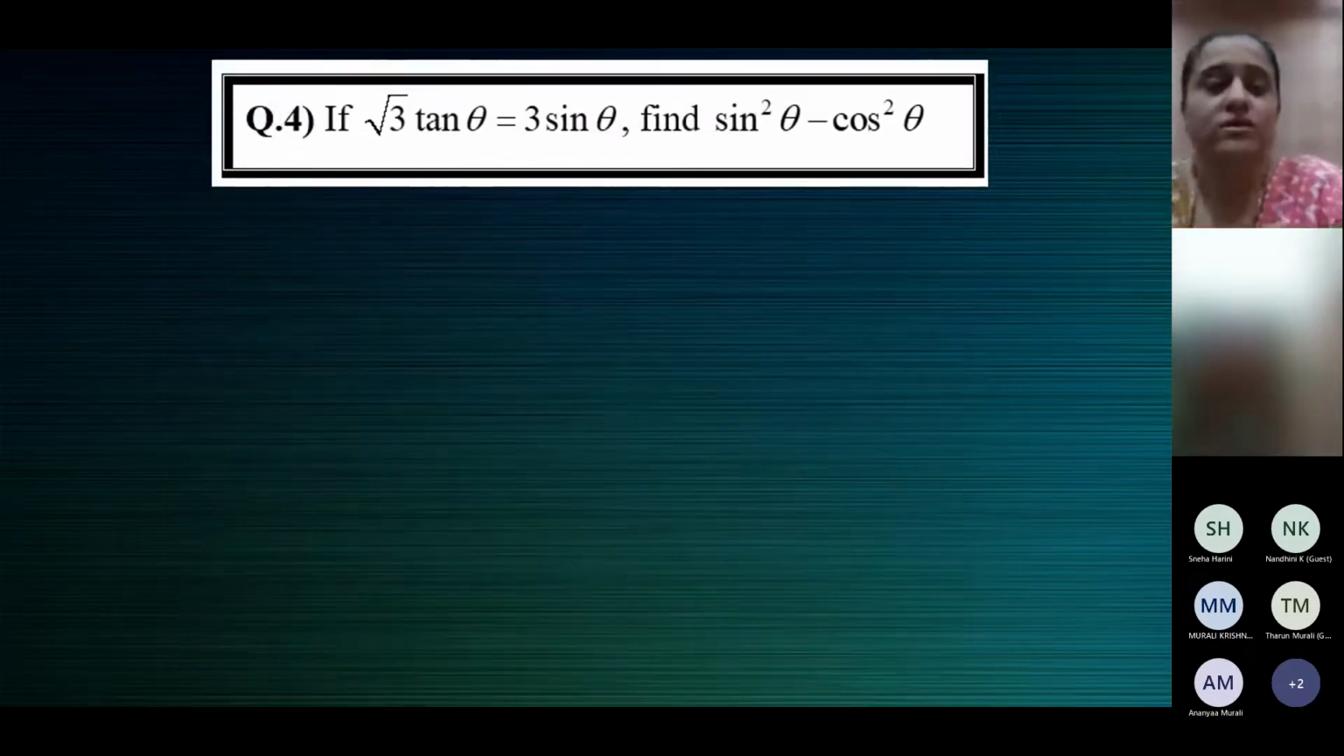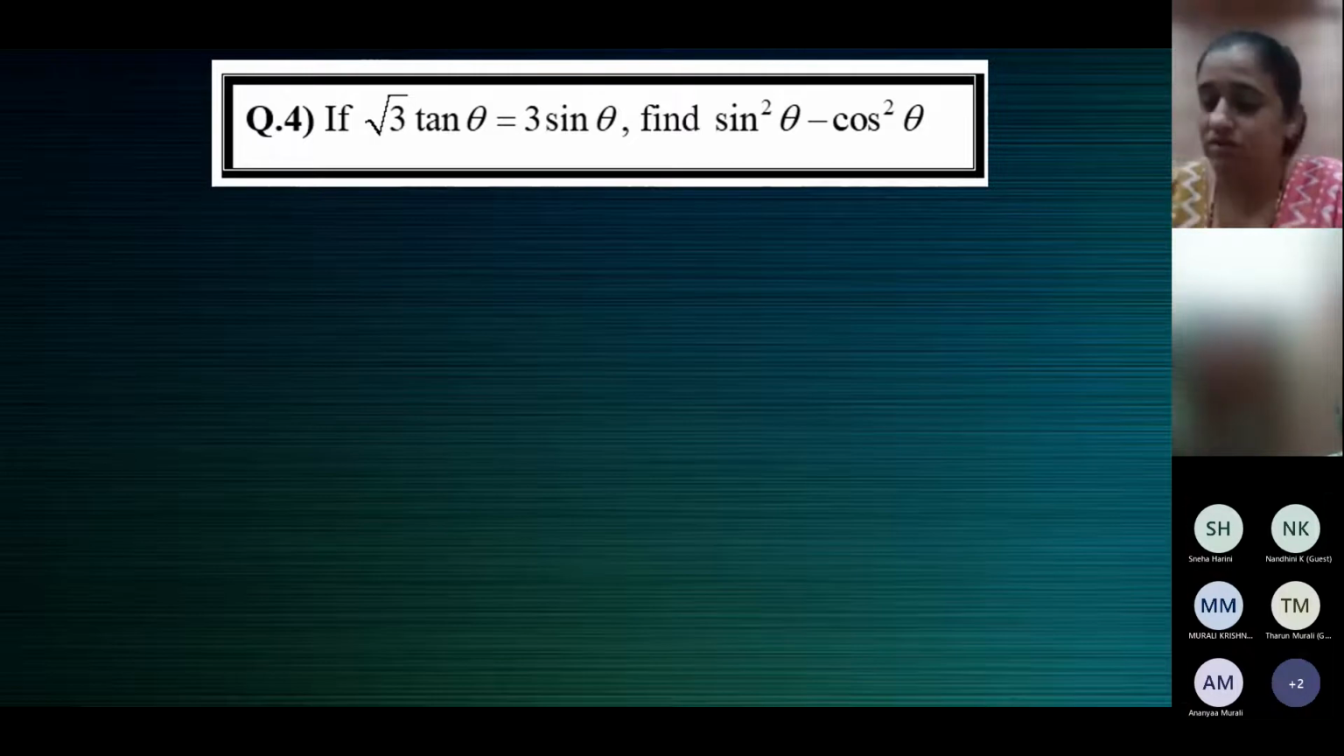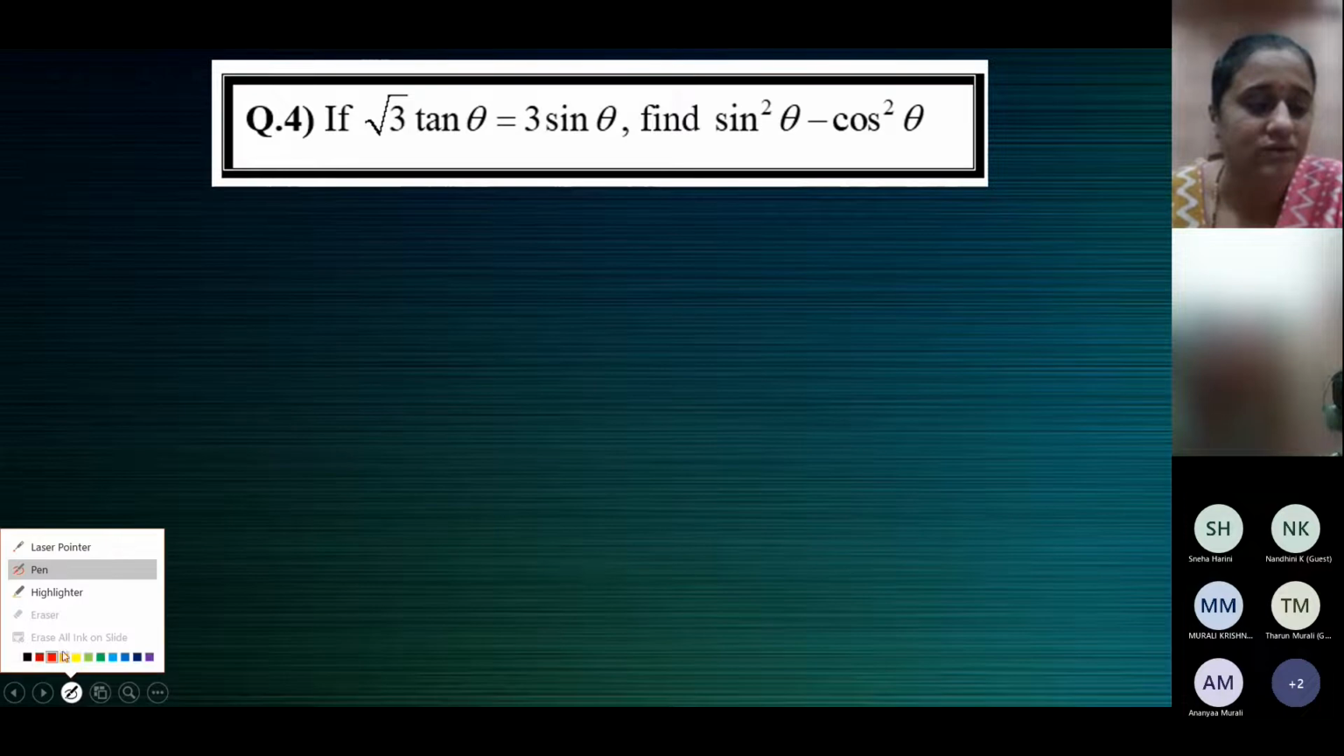So this is the next one. If root 3 tan theta is equal to 3 sin theta, find sin square theta minus cos square theta. See, sin square theta plus cos square theta is 1. We have to find the value of sin square theta minus cos square theta.